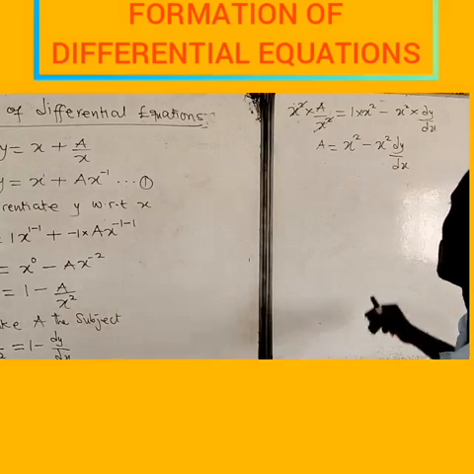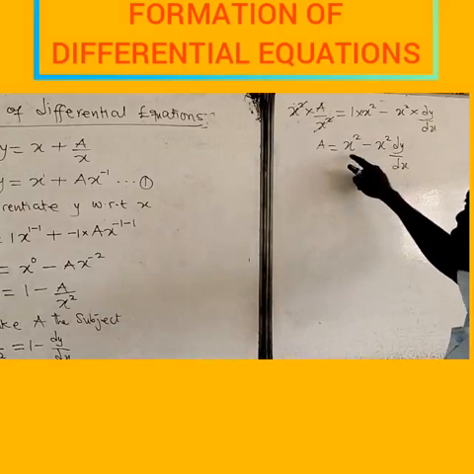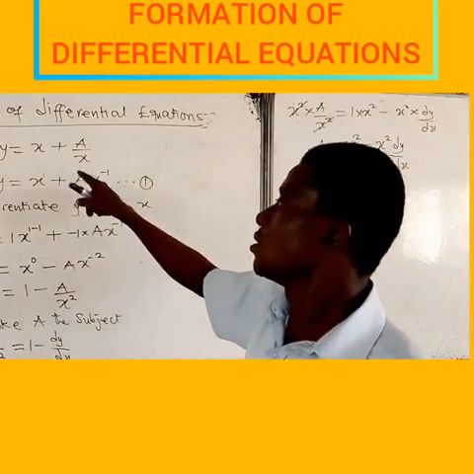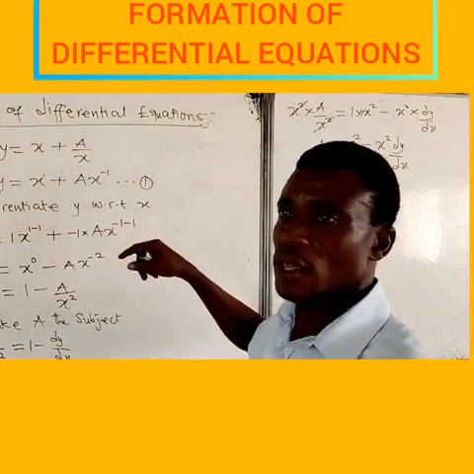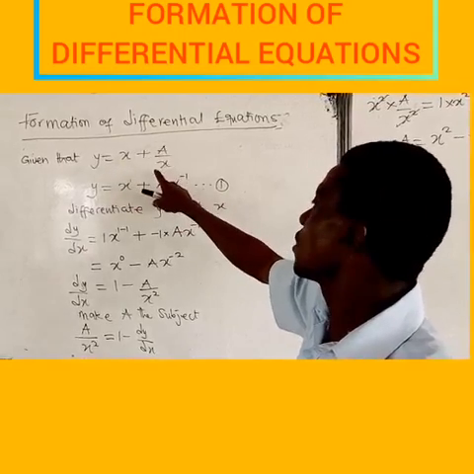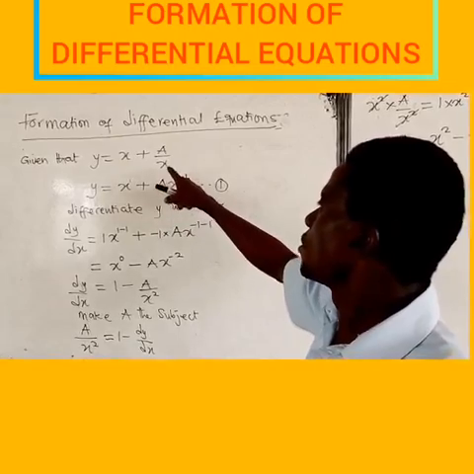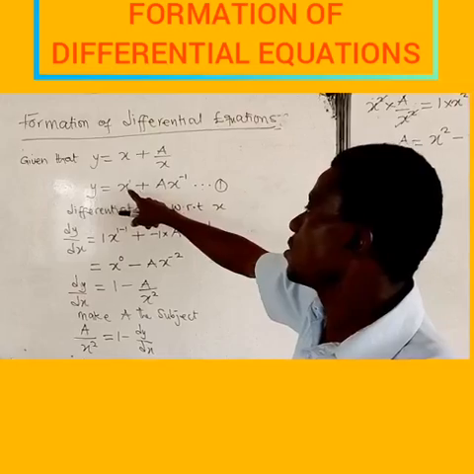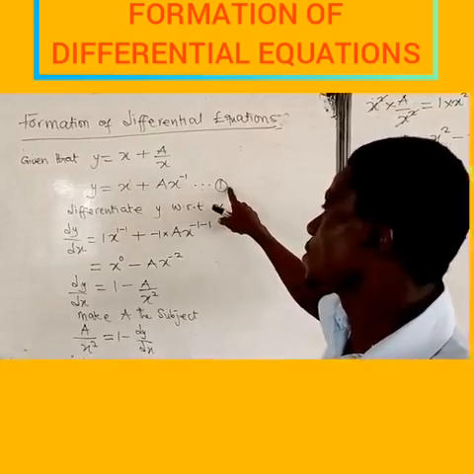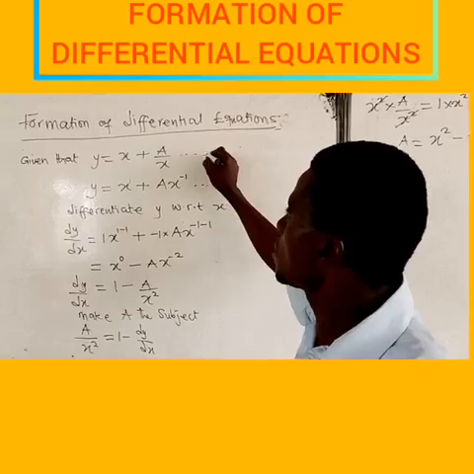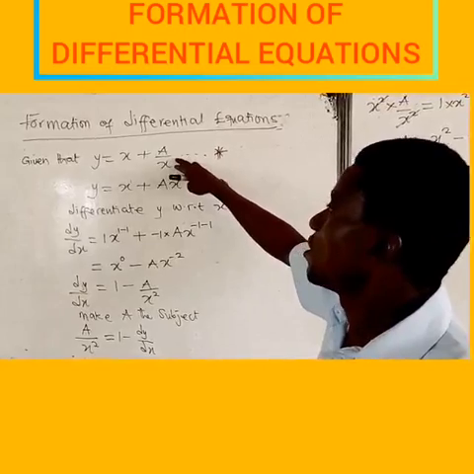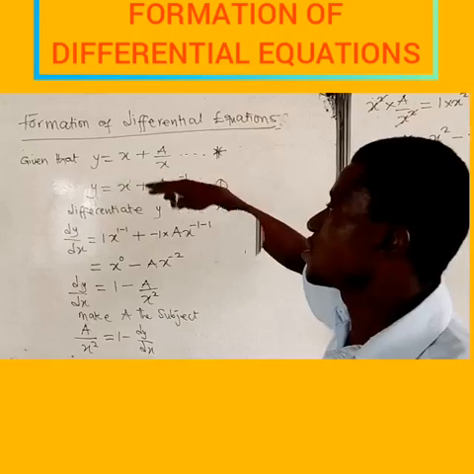Okay, so now since we have a being the subject, a can also be obtained in equation 1. In equation 1 we have y is equal to x plus a over x, or y equals x raised to the power 1 plus a x raised to the power negative 1. But actually I will prefer the main equation, so I can name this equation star. This is the simplified form.